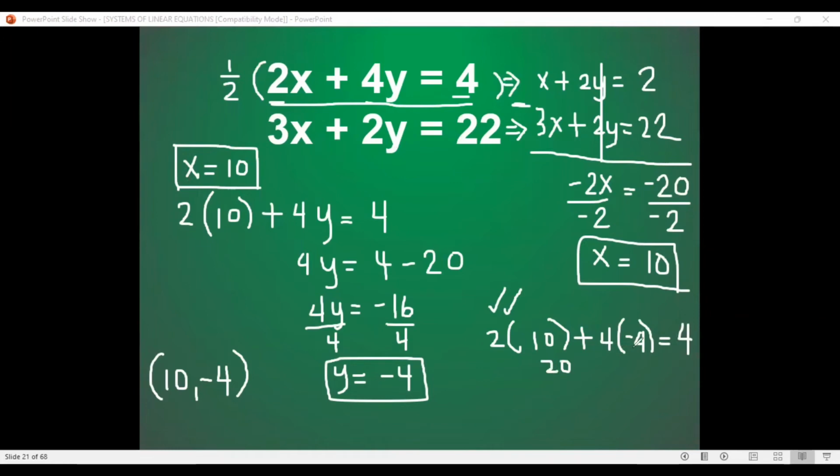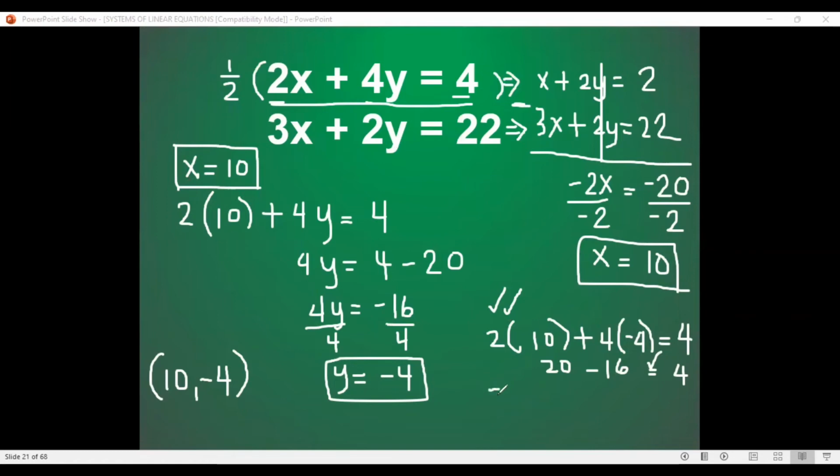And 4 times negative 4 is negative 16. We have a positive and a negative there, so that will result to 16. So 20 minus 16 is equal to 4. So we can already have that as a correct statement.